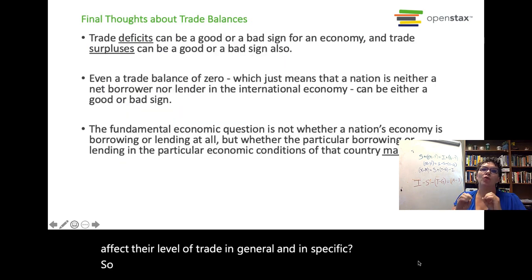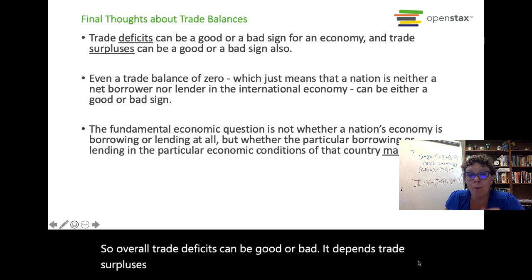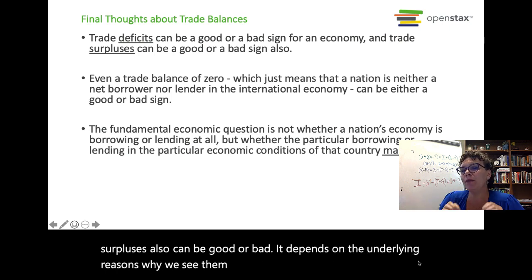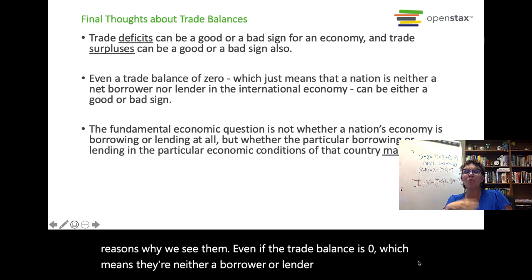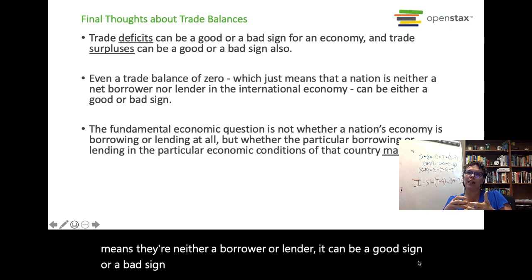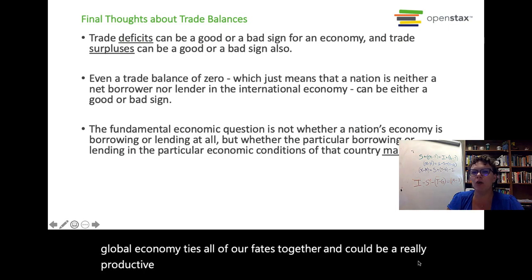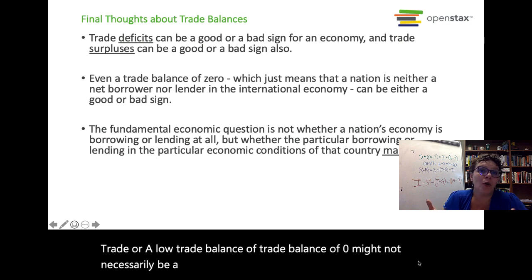So, overall, trade deficits can be good or bad. It depends. Trade surpluses also can be good or bad. It depends on the underlying reasons why we see them. Even if the trade balance is zero, which means they're neither a borrower nor a lender, it can be a good sign or a bad sign. In a lot of ways, having a lot of integration in the global economy ties all of our fates together and can be a really productive thing. And so a low level of trade or a trade balance of zero might not necessarily be a good sign, or it could be fine.